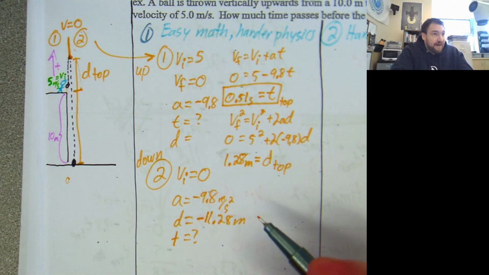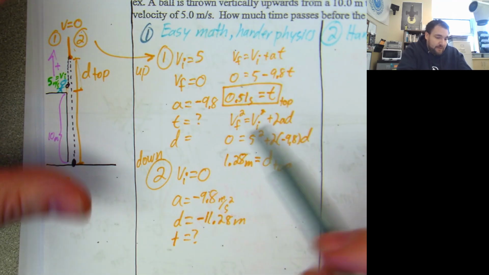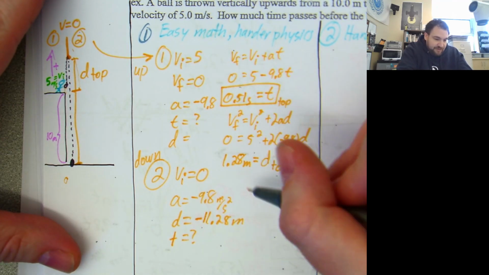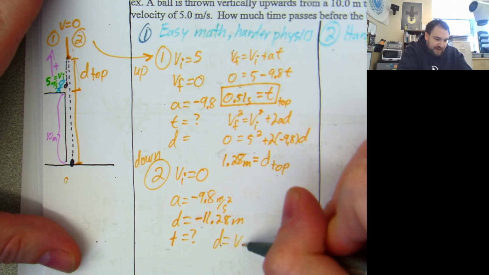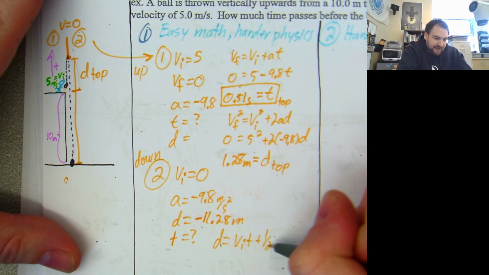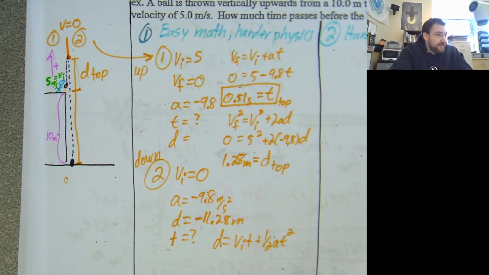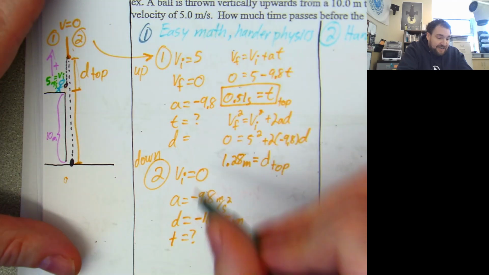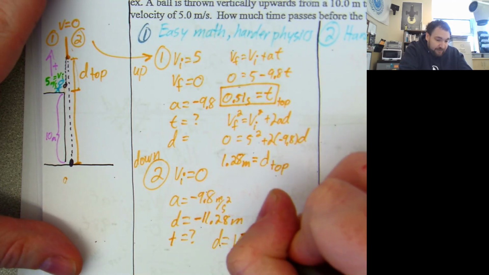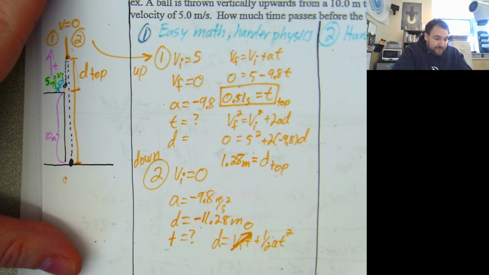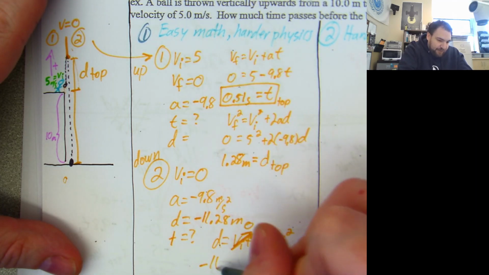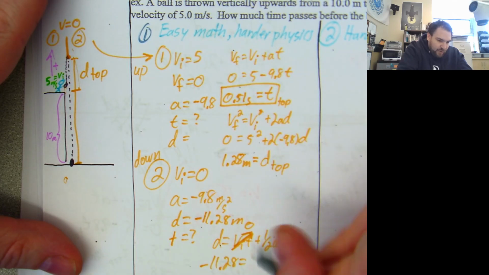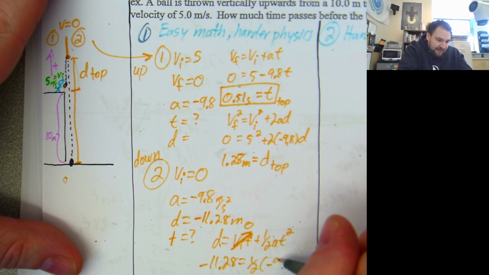And now we can go ahead and find the time. We're going to use d equals v_i t plus 1/2 a t squared. It's the only one that doesn't use v_f. v_i is 0, so that's gone, which is great. So now negative 11.28 is going to equal 1/2 times negative 9.8 t squared.